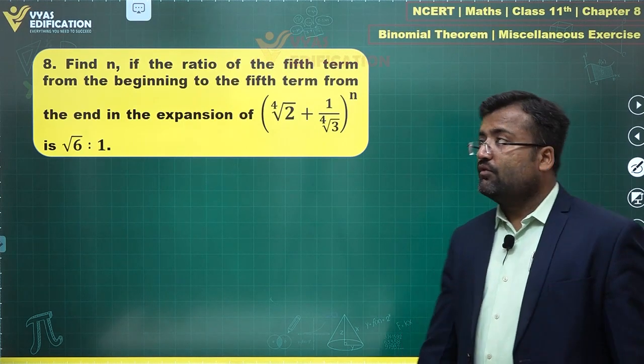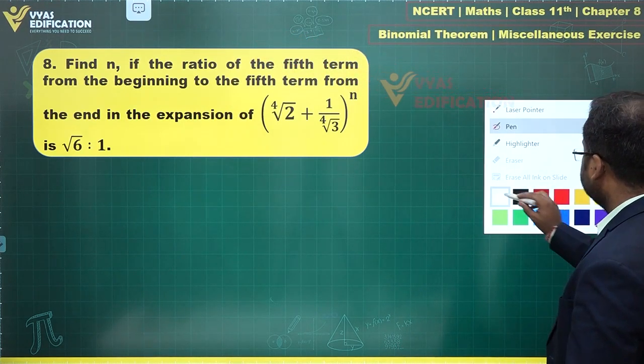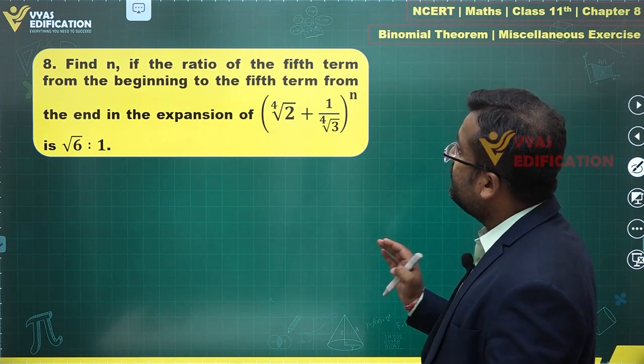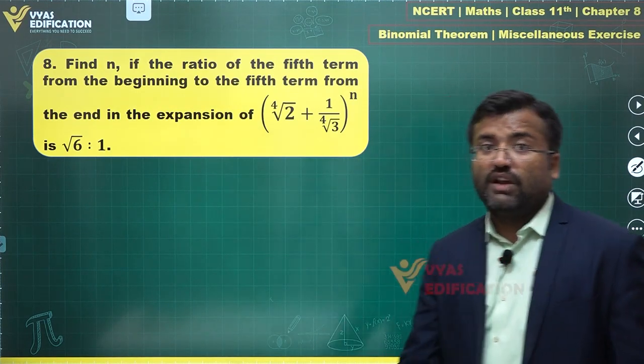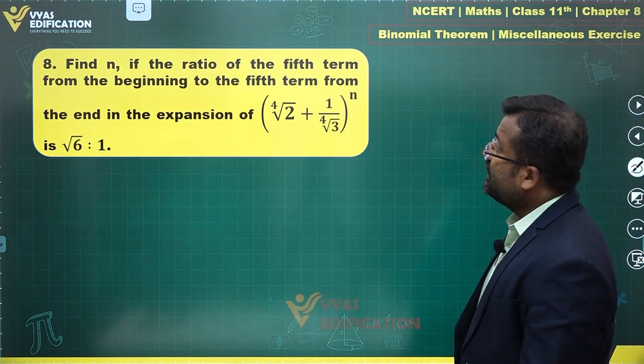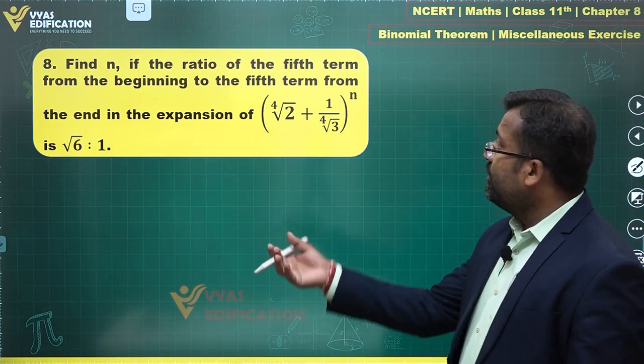Let's solve this question. What does the question say? Find n if the ratio of the fifth term from the beginning to the fifth term from the end in the expansion of this is root 6 up to 1. Now that's interesting. Fifth term from the beginning is very simple. What about the fifth term from the end?